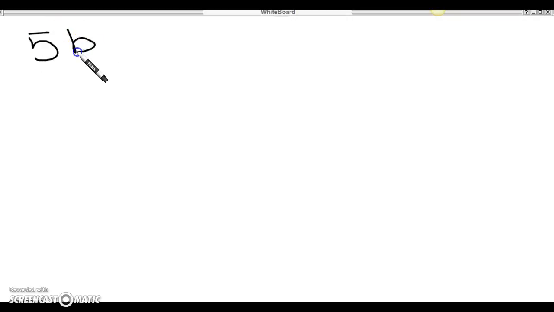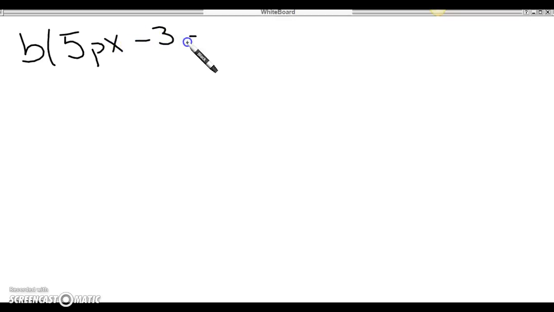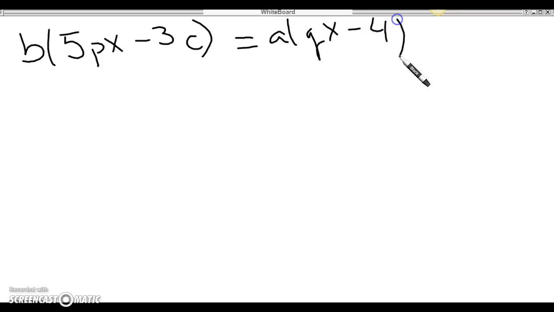I have b times 5px minus 3c equals a times qx minus 4. Now let me warn you first that the answers can be a variation of each other. So I might not get the exact same answer as what's in the back of the book because it might be a variation, meaning that my signs might be flipped, but it's the same answer. So let's go ahead and work this out.